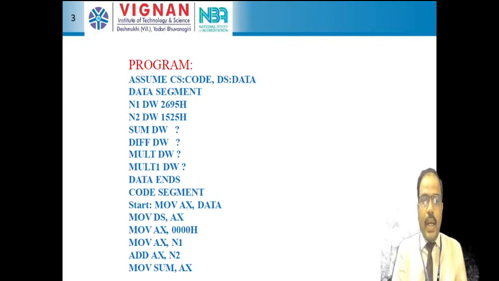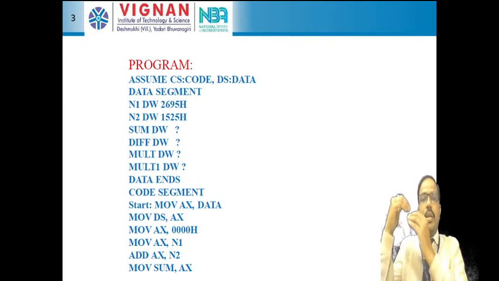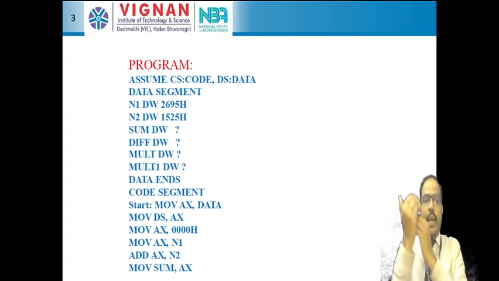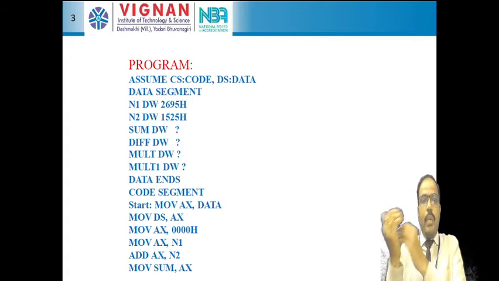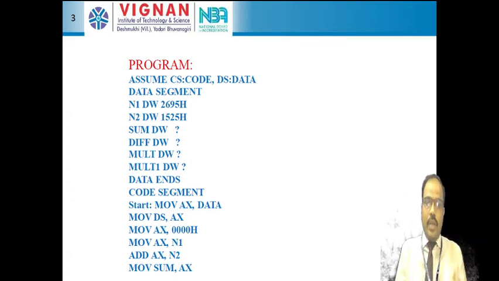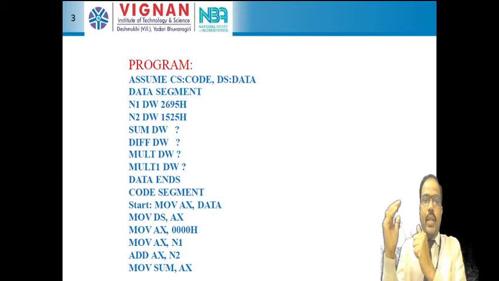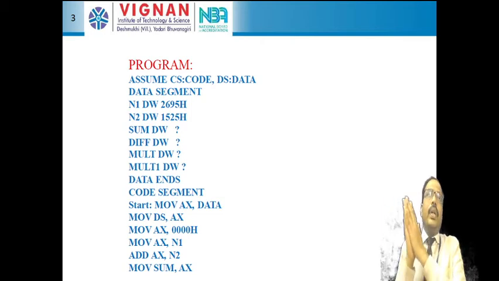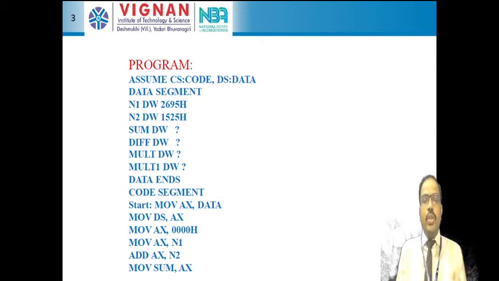MOV AX, data. Data is nothing but the initial address of the data segment, which is moved to AX. MOV DS, AX. Whatever initial address is stored into the data segment register is used to store the starting address of the data segment. Then MOV AX, 00. That means now that starting address 000H is loaded and stored in the data segment.